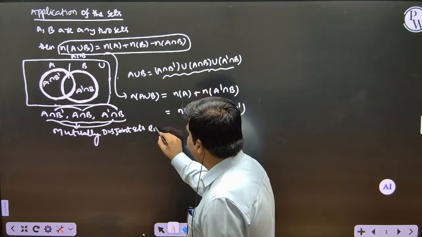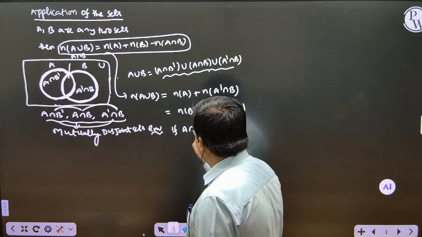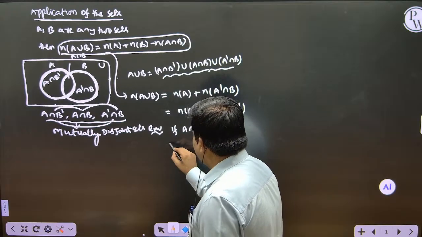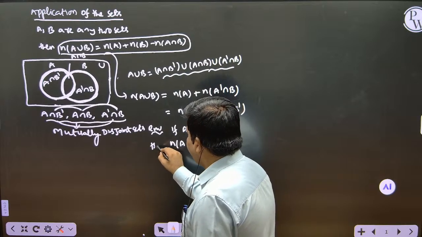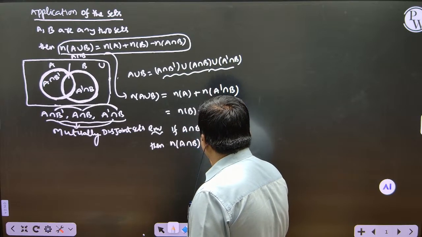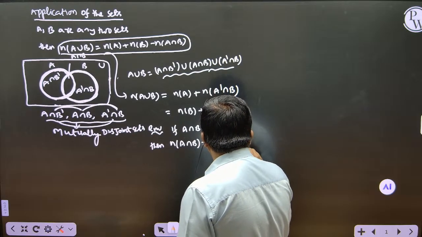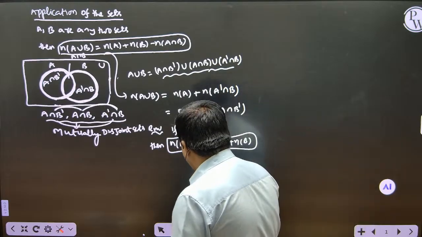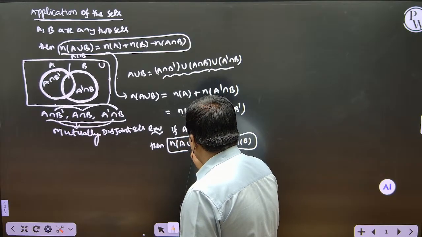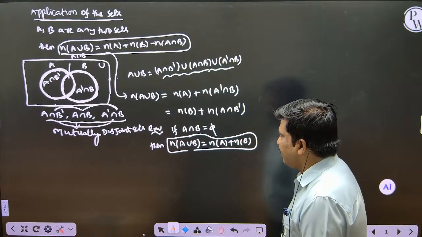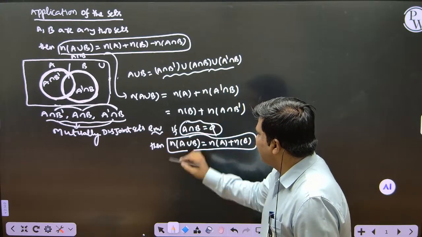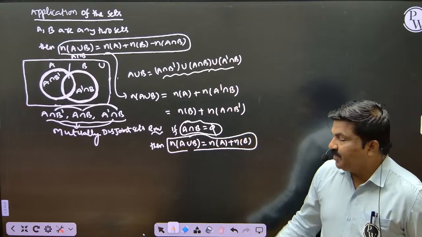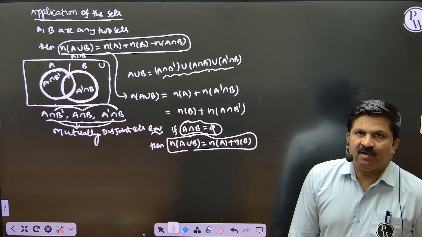But one remembering point here is: if A intersection B is equal to phi, that means A, B are disjoint, then n of A union B is equal to simply n of A plus n of B. Whenever A intersection B is equal to phi, then n of A union B is written as n of A plus n of B.